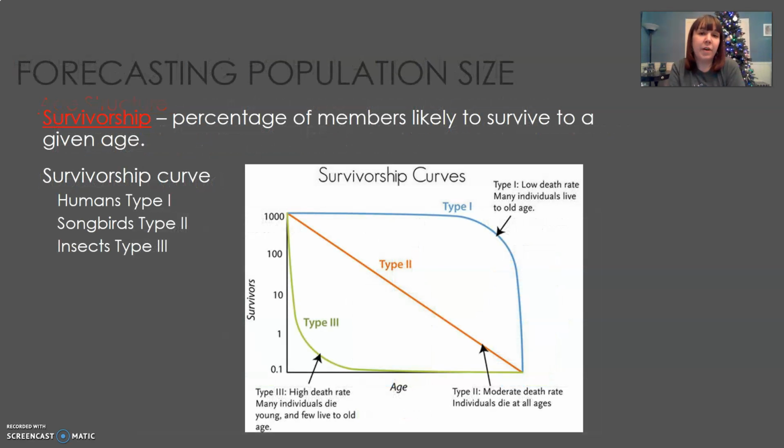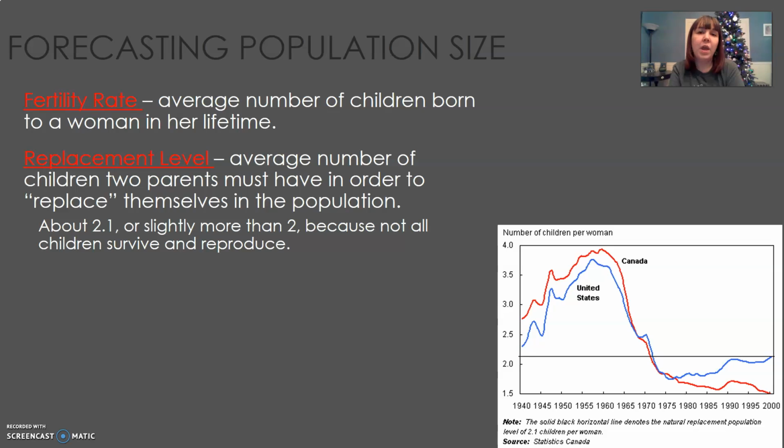So remember our survivorship curves. People tend to be type 1. We have, for every 1,000 babies that are born, most of them will survive and grow up to older age. This will help give us an idea of how our population will change as they get older. We can look at a couple of things when forecasting population, survivorship being one, but also looking at the fertility rate, which is the average number of children born to a woman in her lifetime.